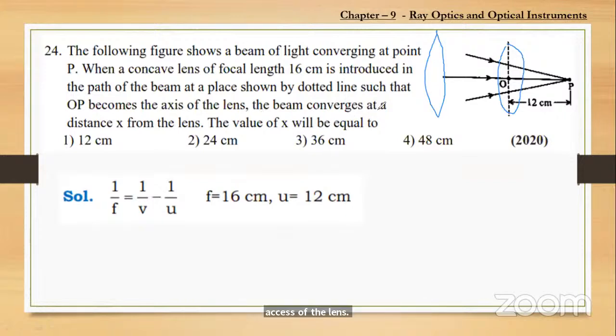The beam converges at a distance of x from the lens. ಎಲ್ಲೋ ಒಂದು ಕಡೆ ಕನ್ವರ್ಜ್ ಆಗ್ತಾ ಇದೆ. ಎಲ್ಲಿ ಕನ್ವರ್ಜ್ ಆಗ್ತಾ ಇದೆ ಅಂದ್ರೆ x from the lens. ಲೆನ್ಸ್ ಇಂದ x ಡಿಸ್ಟೆನ್ಸ್ ಅಲ್ಲಿ ಕನ್ವರ್ಜ್ ಆಗ್ತಾ ಇದೆ ಅಂತ ಹೇಳ್ತಾರೆ. The value of x is equal to, ಹಾಗಿದ್ರೆ what is the value of x ಅಂತ ತಗೊಂತೀವಿ.